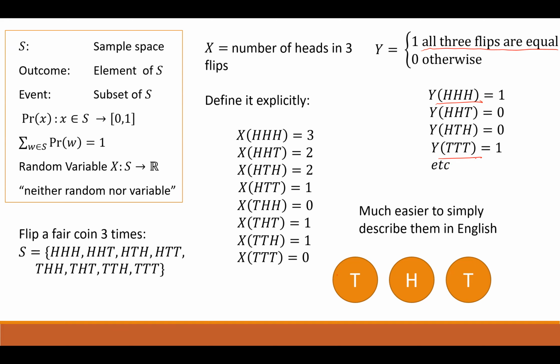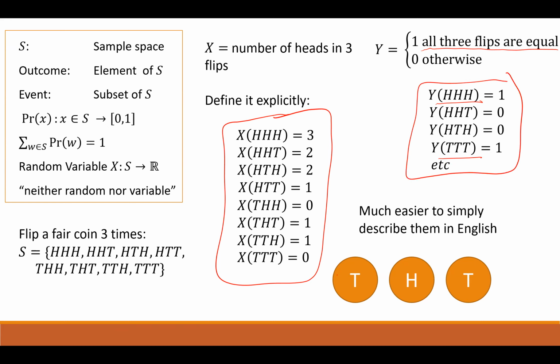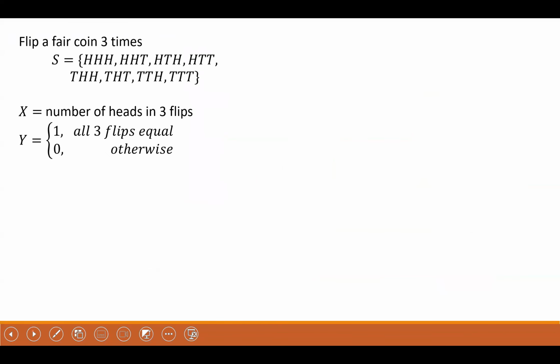So these are legitimate ways to explain or describe a random variable, but we usually stick to English as it's easier. Okay, so I have my X, my Y random variable. Question so far?